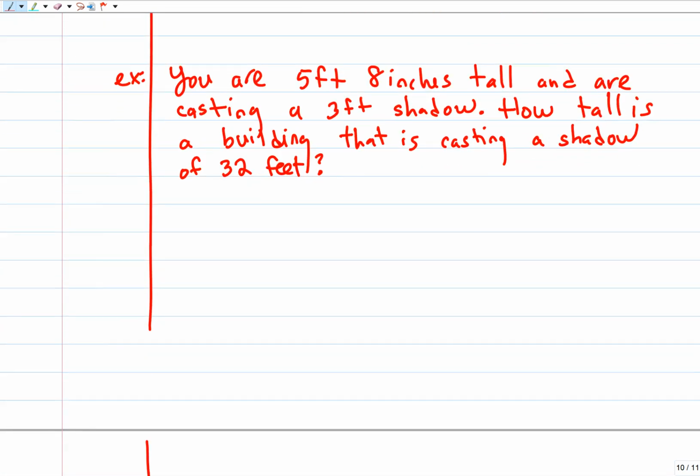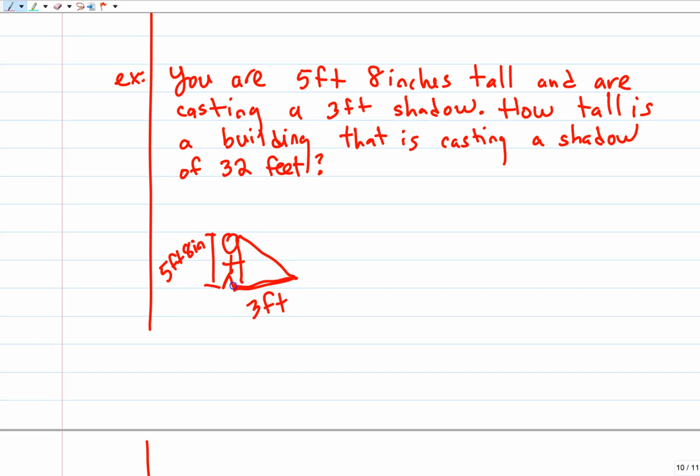Here's another example that I like that shows up in real life. You are 5 feet 8 inches tall and you're casting a 3-foot shadow. How tall is a building that is casting a shadow of 32 feet? Well, here's the problem. Here's your height. There you are. So you are 5 feet 8 inches. And your shadow is 3 feet.